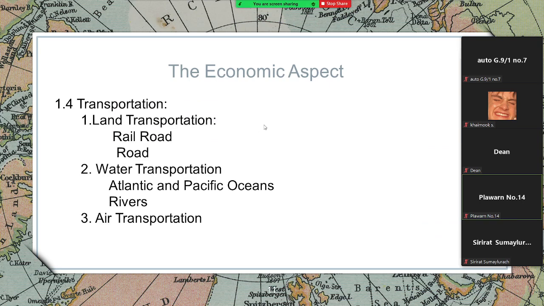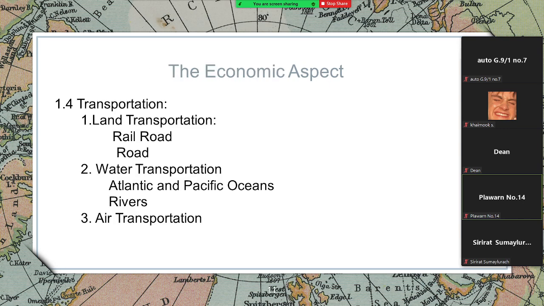Next, let's move to 1.4, which is transportation. You have here the three main transportations in North America: land, water, and air. They use railroads and roads for land. For water transportation, they use the Atlantic Ocean and Pacific Ocean, both their shores. They also have rivers in the continent.